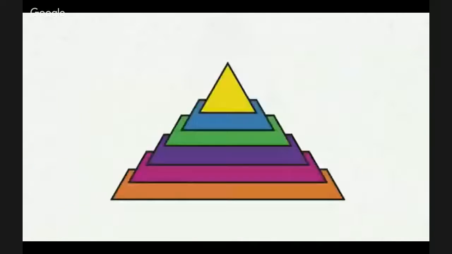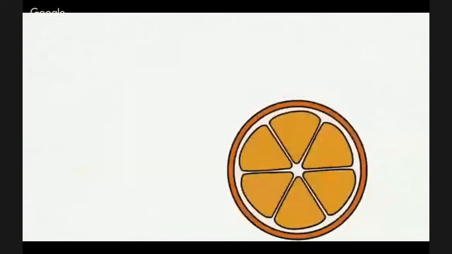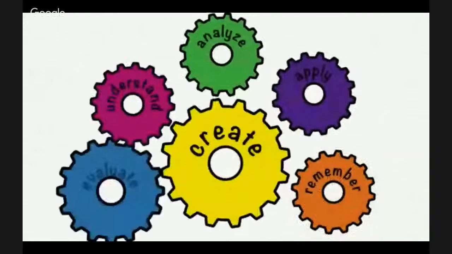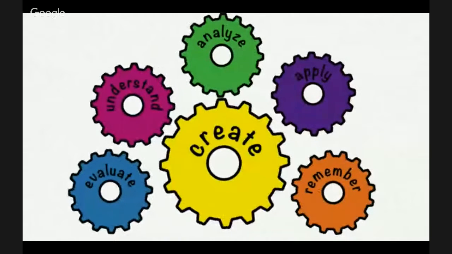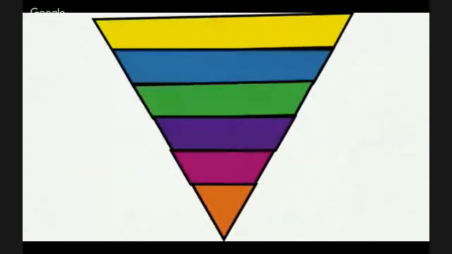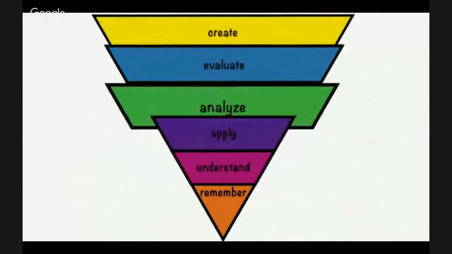In recent years, there have been many iterations and metaphors for Bloom's taxonomy, including an orange, where the 6 levels are distributed more equally, moving cogs, representing an interworking system in which creation is dependent upon all of the other aspects, or a flipped pyramid illustrating an emphasis on higher order thinking skills.